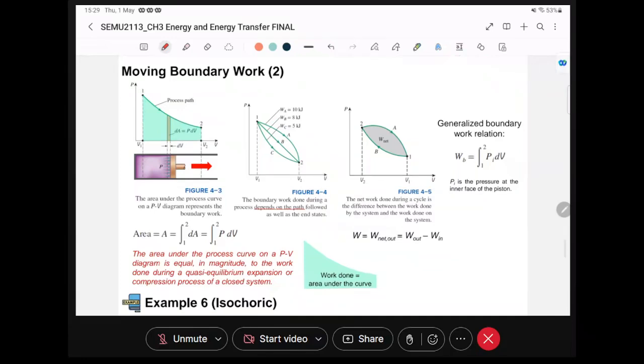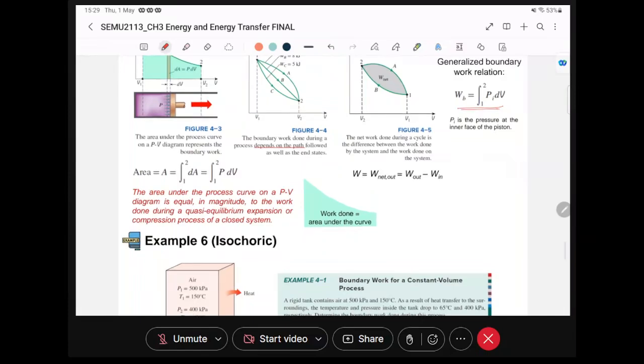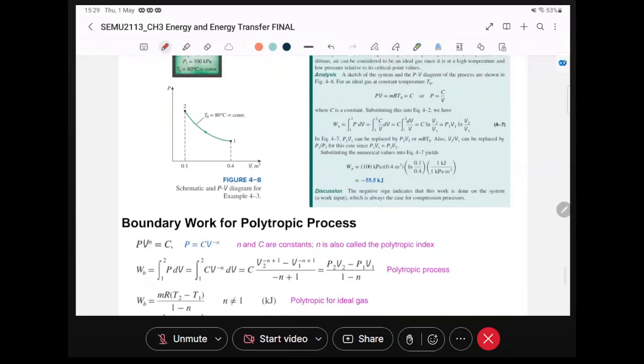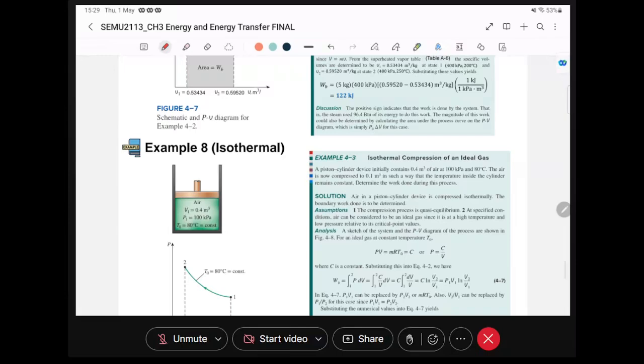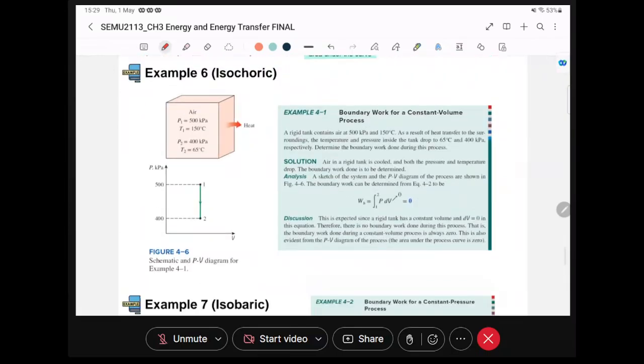Okay, moving boundary work. This is a bit more theoretical. We probably don't need to go into so much detail. So this is the definition of it, the generalized boundary work relationship. It's the pressure multiplied with the volume. There are a few examples here, so you can have a look later on. I will just briefly go through what they are.